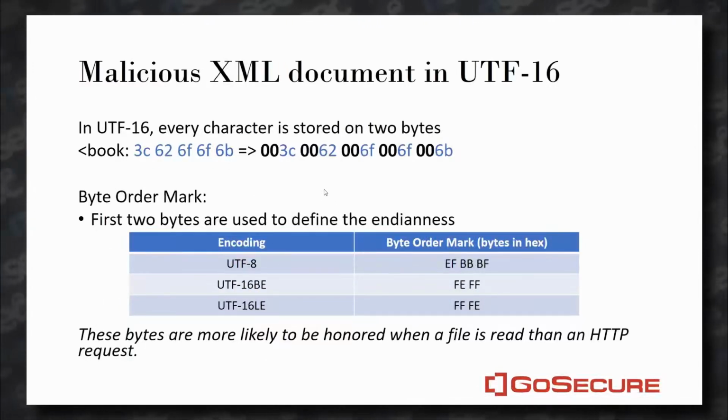UTF-16 has a byte order mark system, meaning that even if your default encoding is UTF-8, if you define in your text file, maybe an XML file, a byte order mark for UTF-16, the XML parser will automatically switch to UTF-16. This can be useful if you have something in between that is looking for a malicious XML payload. You can encode it in UTF-16, both little endian or big endian.